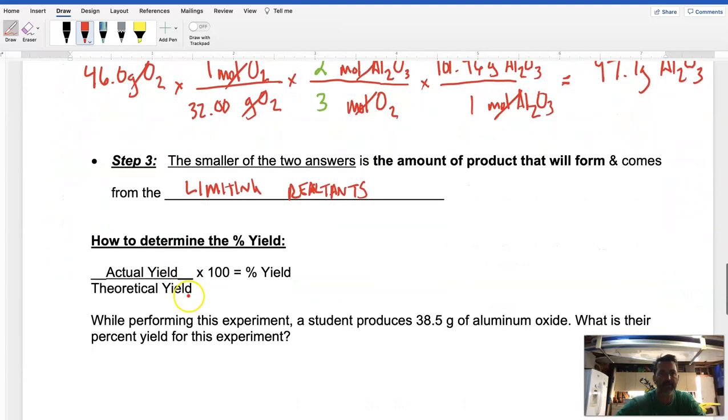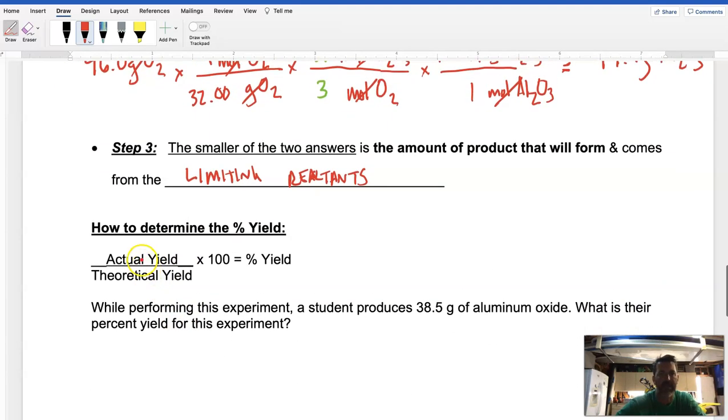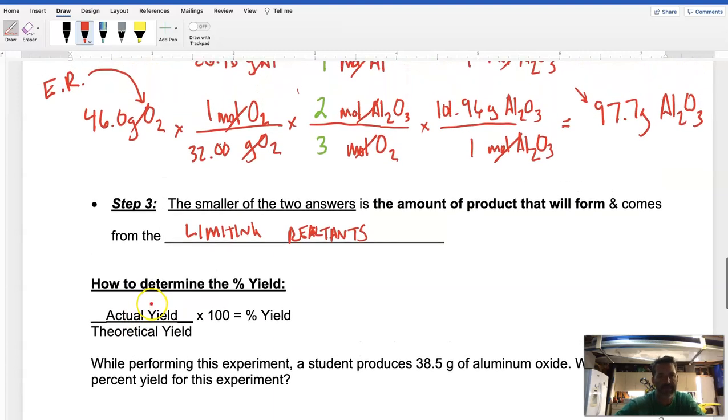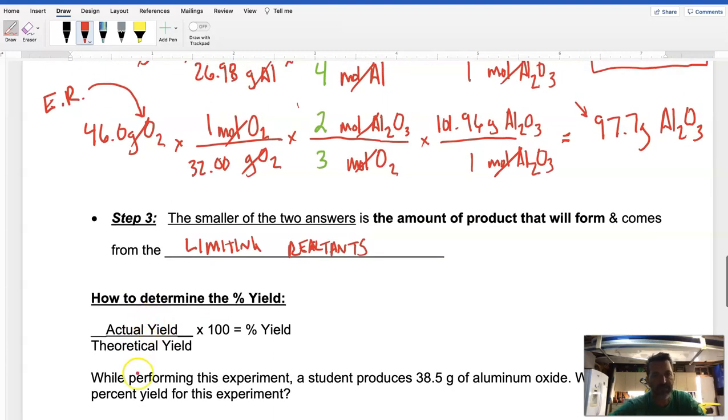Okay, now how do we determine the percent yield? I'm going to take the actual yield. Now remember, that's the same thing as my experimental yield. And because I didn't do this in the experiment, they have to tell me what that is. So right below that it says, while performing this experiment, a student produces 38.5. That is my actual yield. That has to be given because we did not do this in the lab. So 38.5 is my actual yield.